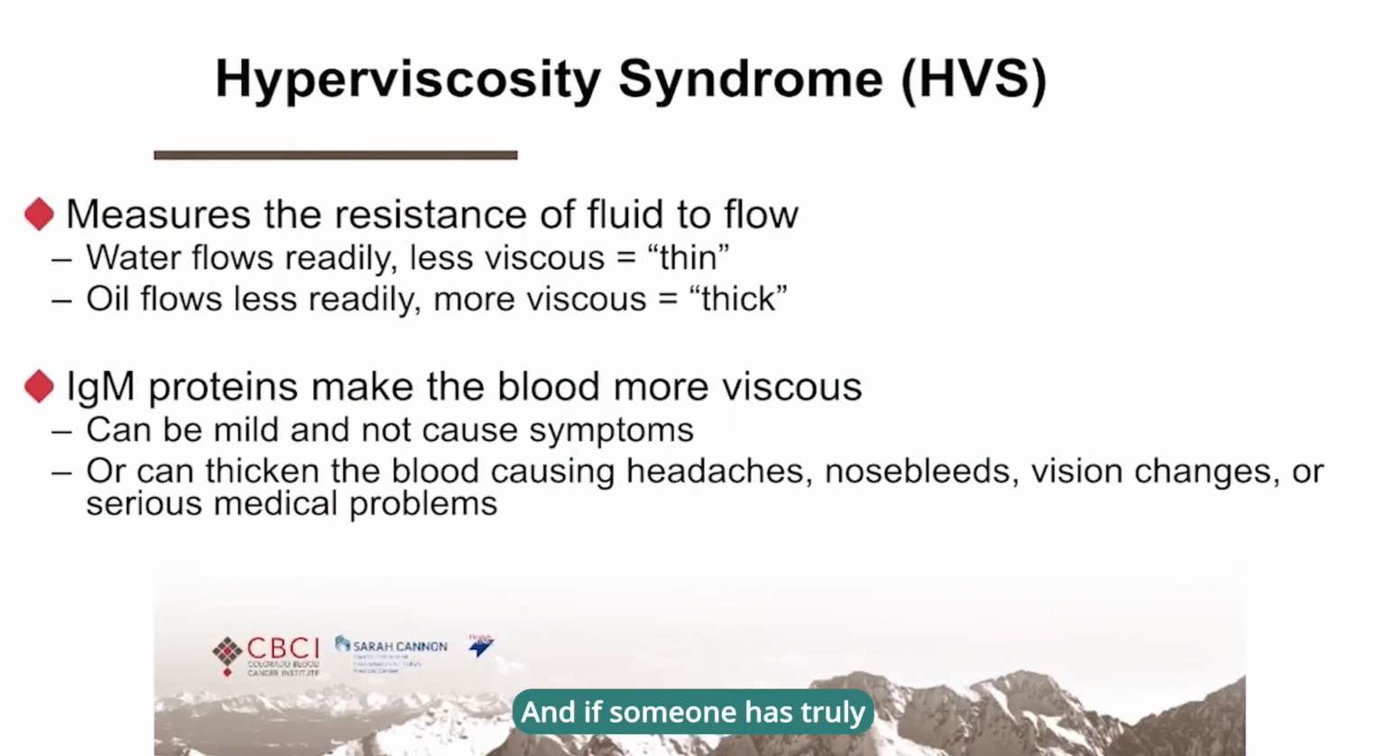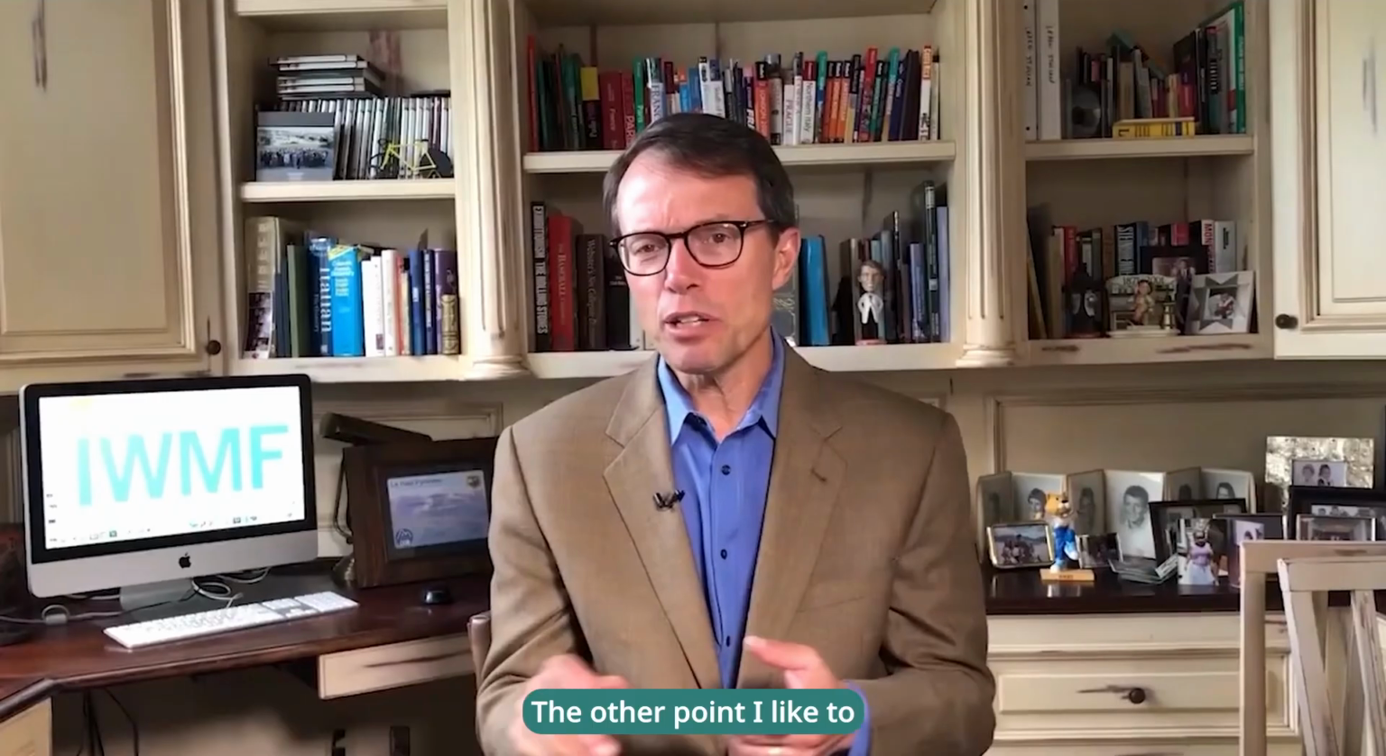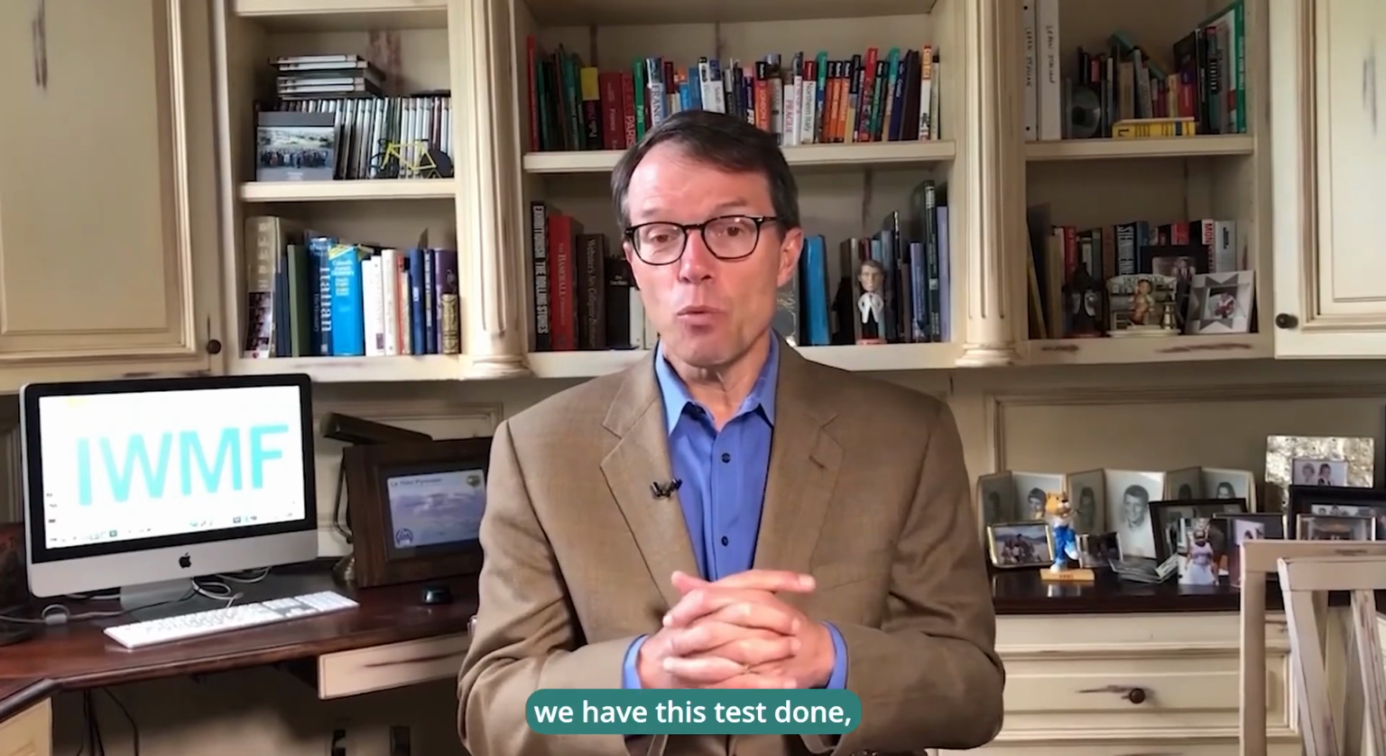And if someone has truly symptomatic hyperviscosity, then that's a medical emergency that needs to be dealt with. And usually what we do is we do a procedure called plasmapheresis, where we try to rapidly remove as much IgM from the blood as we can. And then, of course, you have to address the underlying cause of the hyperviscosity, that is, to treat the WM effectively.